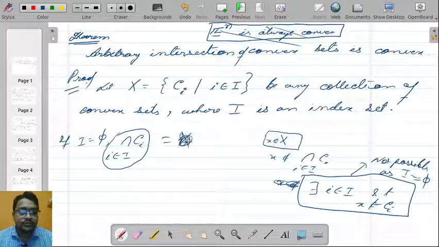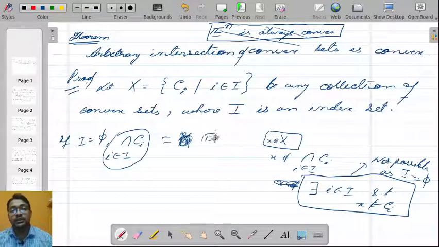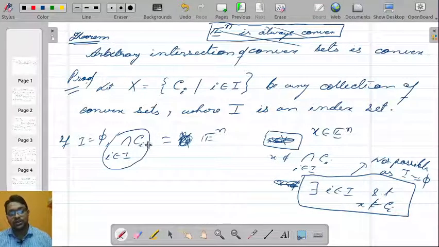This X is equal to the collection. So this intersection, if I is phi, is actually the Euclidean space e to the power n. The Ci's are subsets of e to the power n, right? So if we take the empty collection of Ci's and then take the intersection, that is going to be e to the power n.